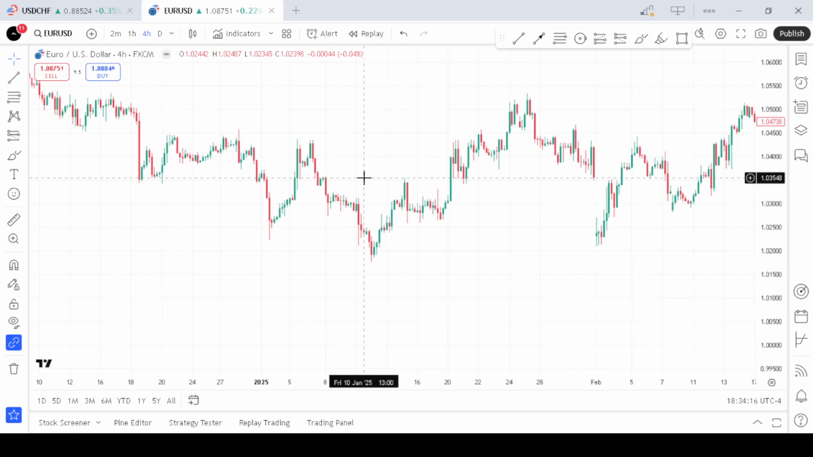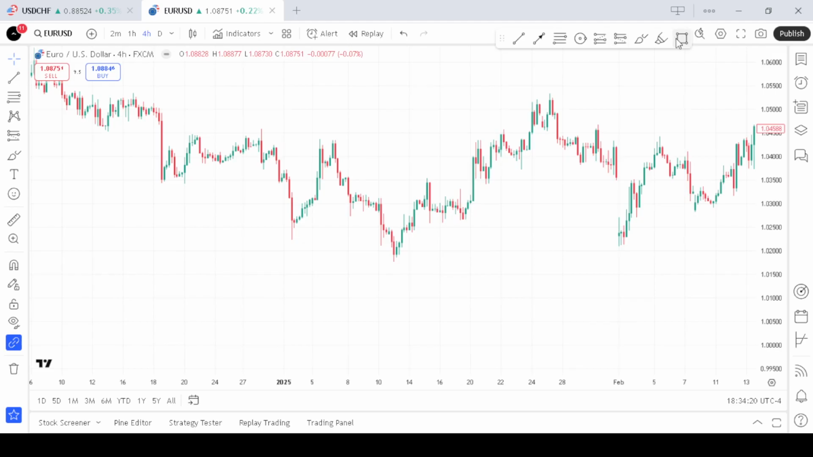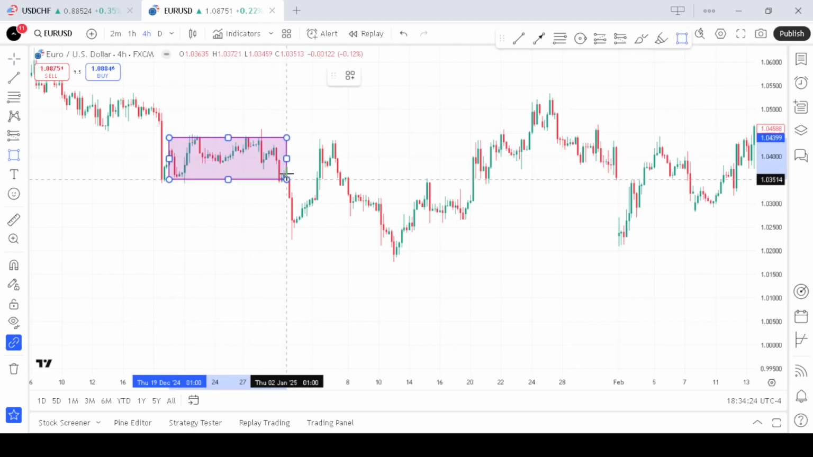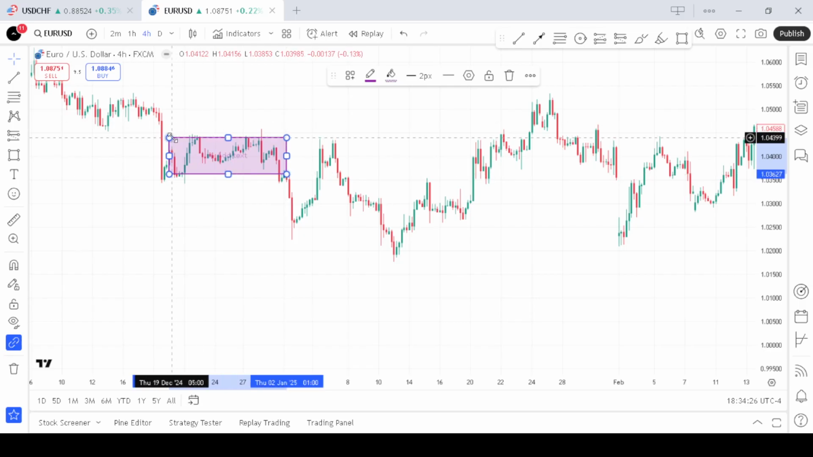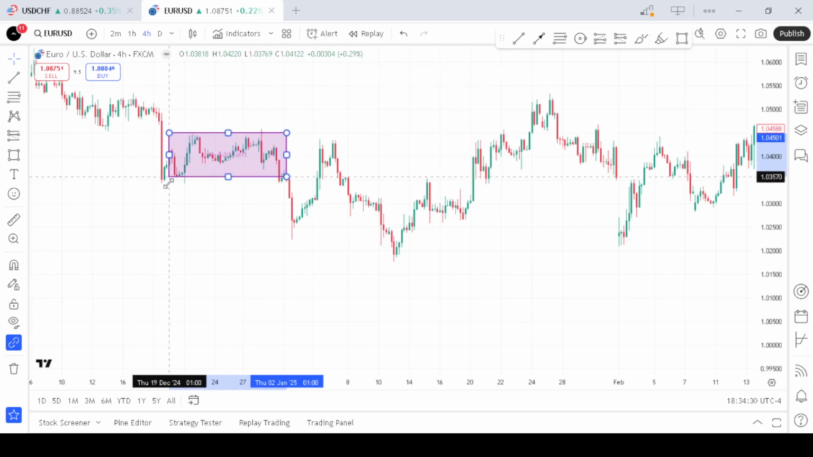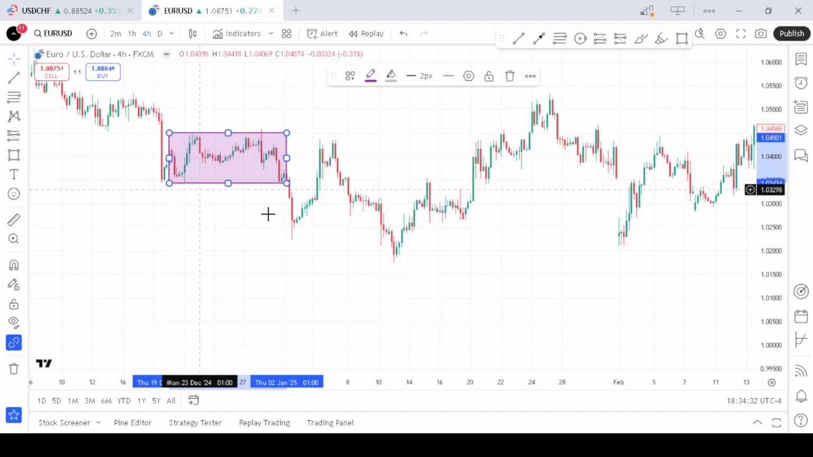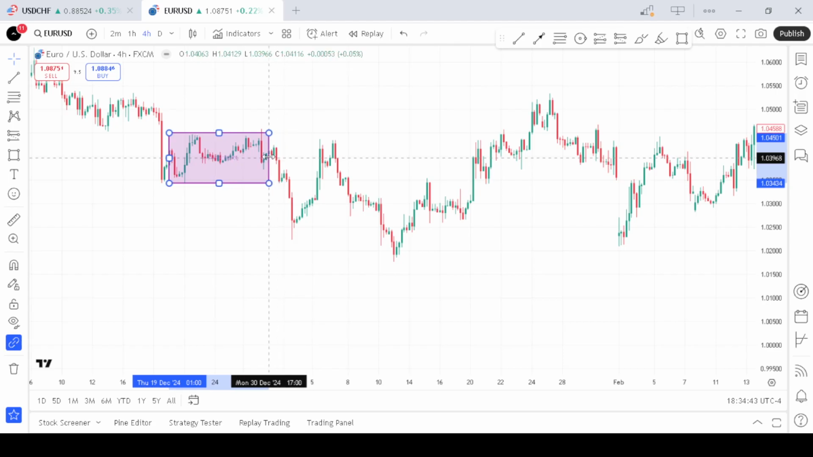They can be used to mark consolidation areas like this on the chart. These tools can help you mark consolidation areas and spot where a breakout is going to happen from. They provide a visual representation that simplifies complex price movements and make it easier for you to identify trading opportunities.